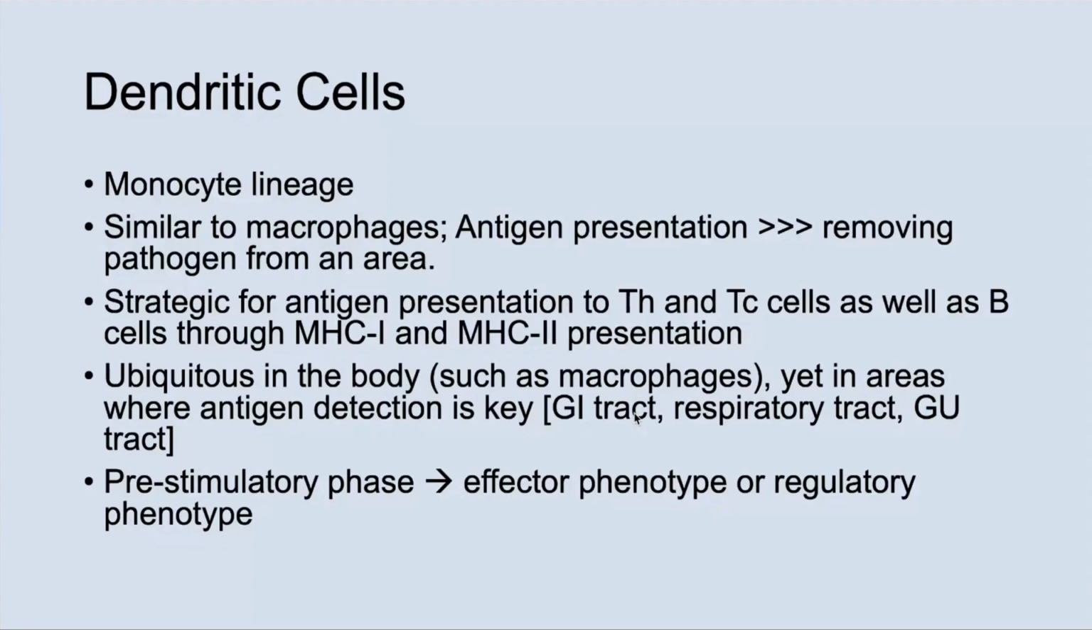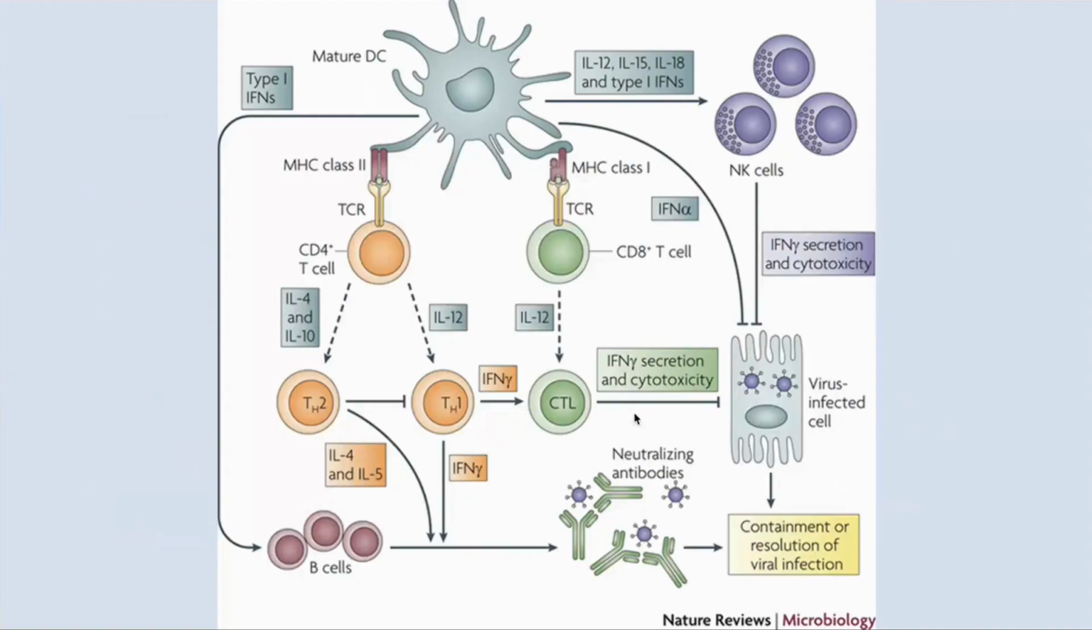Dendritic cells are ubiquitous to the body, like macrophages. But where antigen detection is key, like the GI tract, respiratory tract, and GU tract, they're in higher numbers. They go into a pre-stimulatory phase and then become effectors, or they become regulators, depending on how they differentiate. This is all the stuff they do, and you can kind of see what I was talking about.